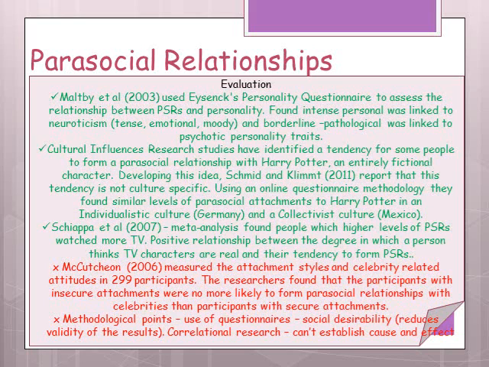However, McCutcheon measured the attachment styles and the celebrities' rated attitudes in 299 participants, and the researchers found that participants with insecure attachments were no more likely to form parasocial relationships with celebrities than participants with secure attachments. So that goes against the model's claims that insecure attachments are more likely to form parasocial relationships.